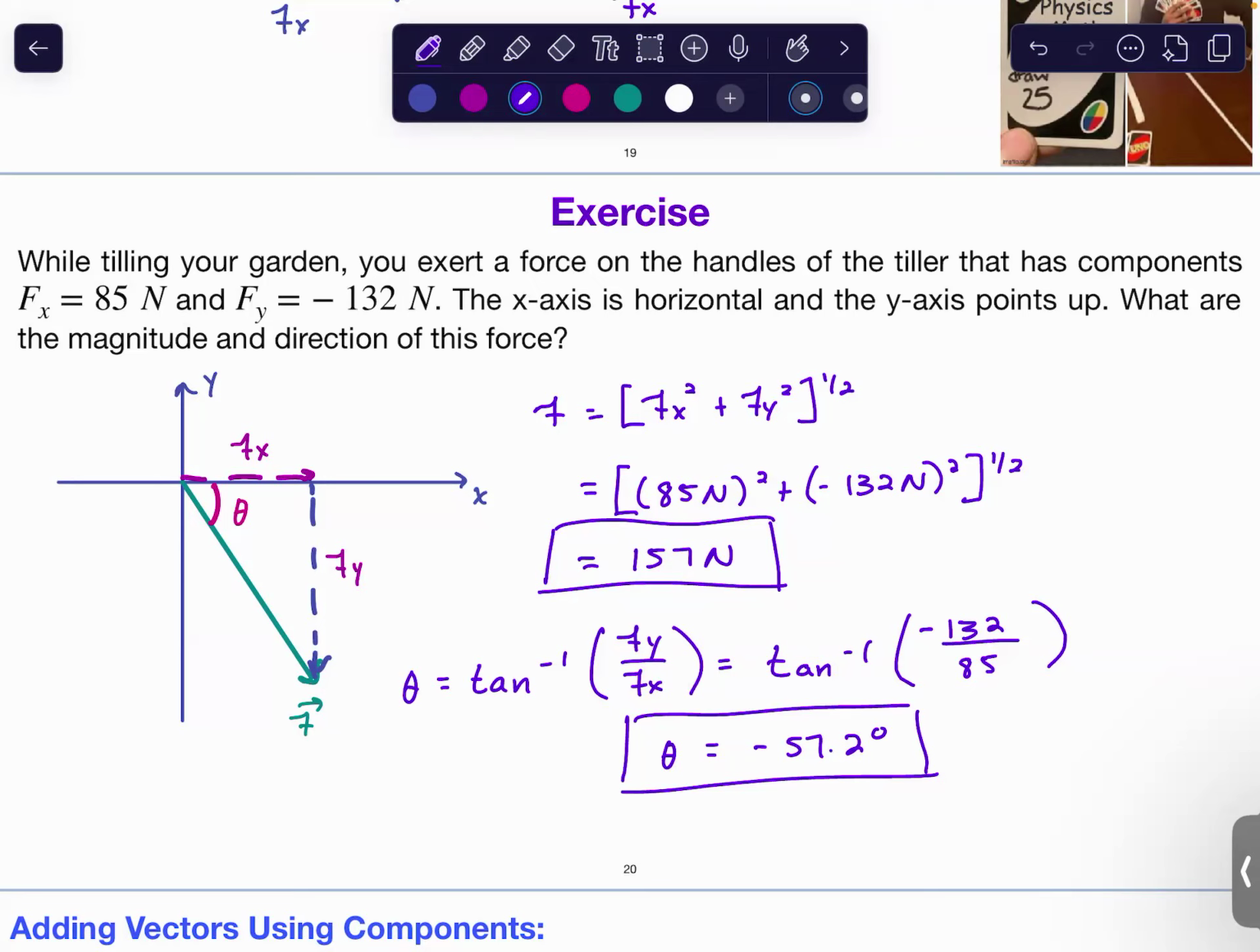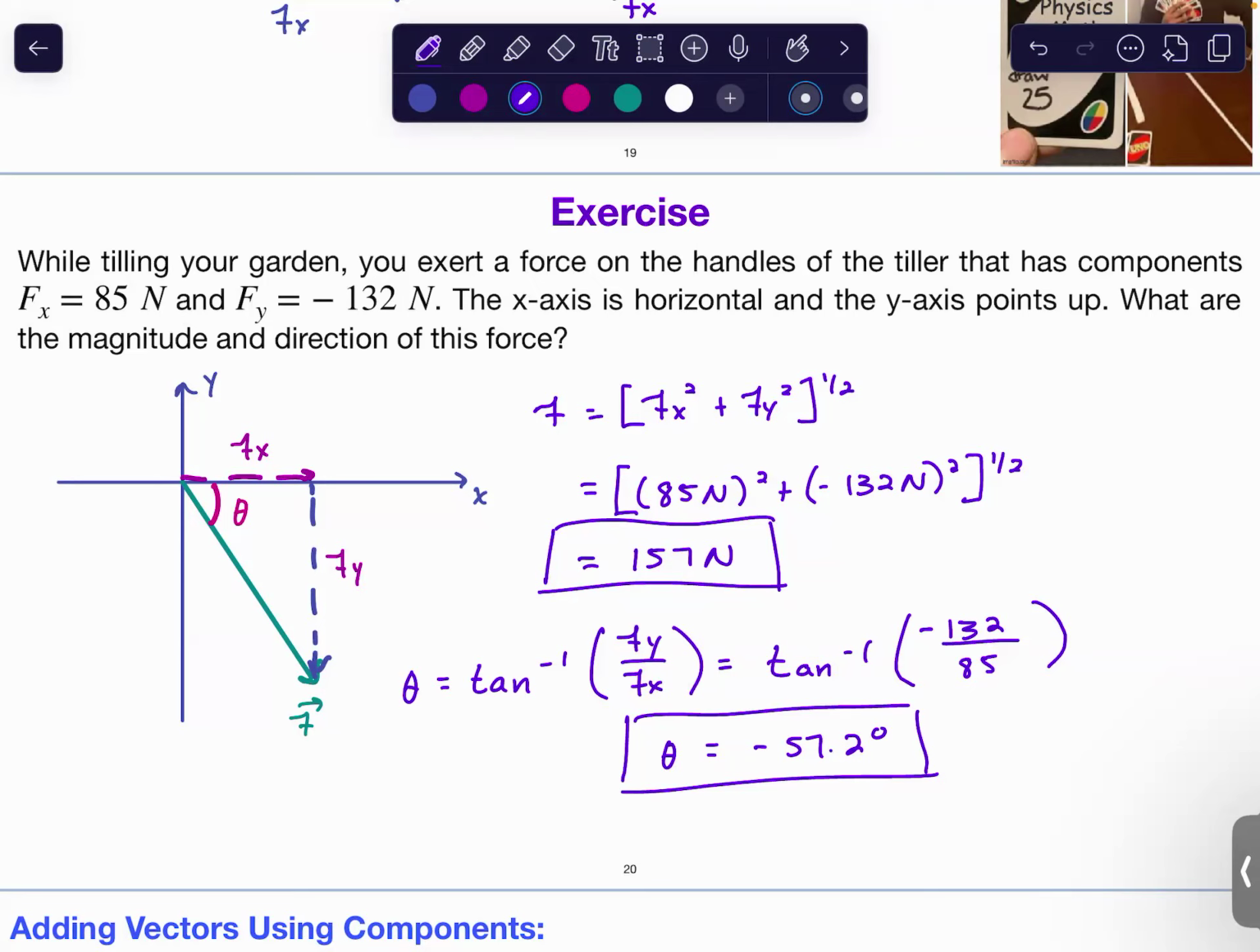So you can figure out theta first and then go, oh, well, theta has to be that angle there. So you end up practicing with it and you end up figuring out how it all works as time goes on. But those are your formulas for solving for magnitude and for direction.